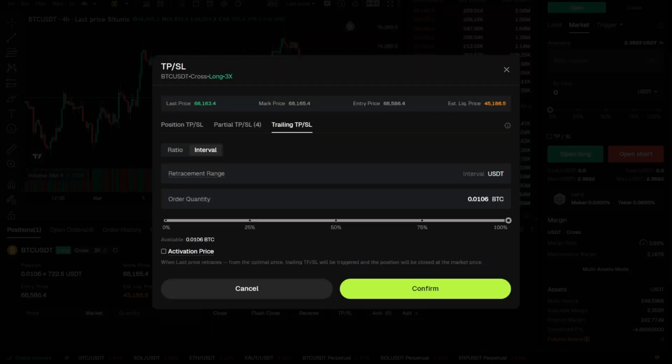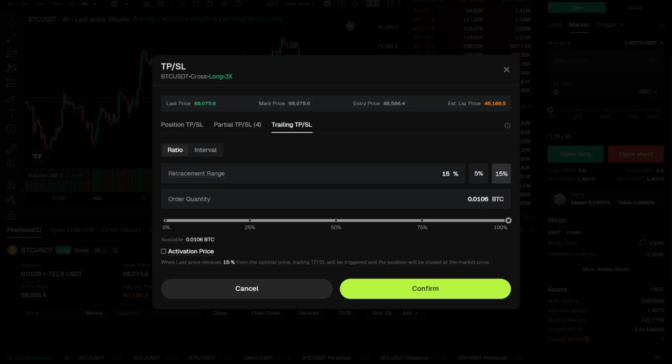I also just wanted to show you a trailing TP and SL. We have two options, interval and ratio. I think it's a lot easier to explain with ratio. A regular take profit or stop loss is fixed, so you pick a price and your trade closes there. A trailing stop loss moves with the price. So if the trade goes in your favor, it keeps locking in more profit and only closes when price pulls back. So basically, regular TP caps your profit, whereas a trailing TP lets the winner run.